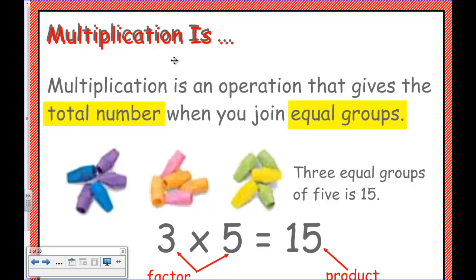Multiplication is. So it gives you a nice example of what multiplication is, and I like how it highlights the total number in equal groups. I know in third grade that vocabulary is very important, and using the factor and product is also very key when introducing multiplication to my students.